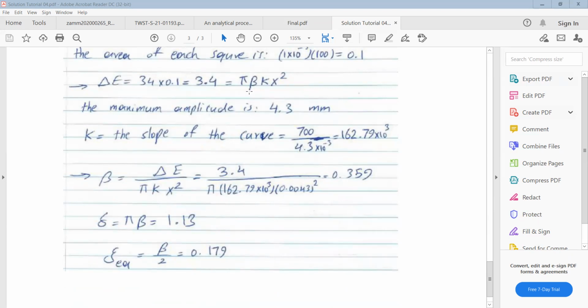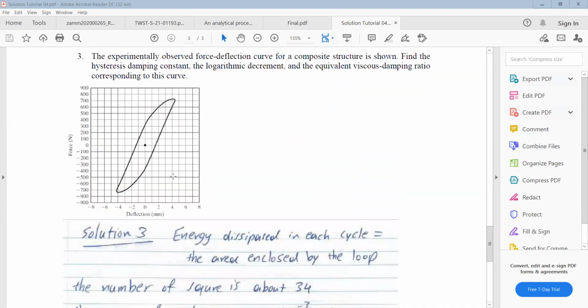So from this equation, we can obtain the beta, but before that, we need to obtain the k, the stiffness of the system, which is the slope of the curve. If you look at this system, the slope of this curve can be obtained from 2 points of this curve. For example, here, the slope of this line.